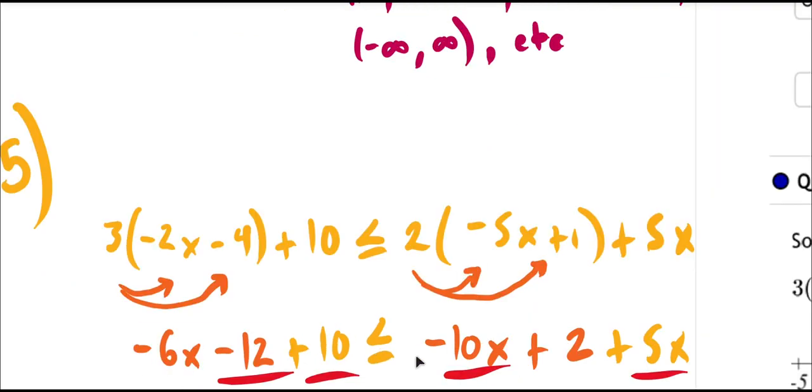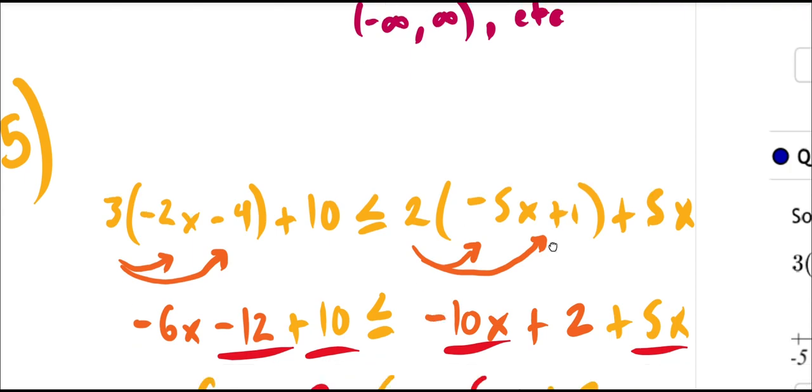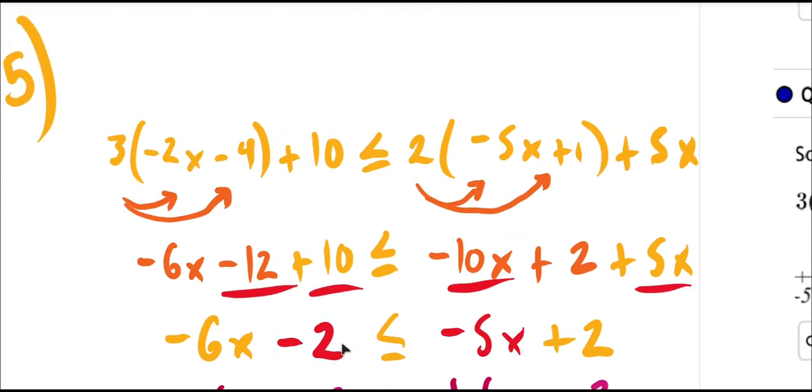This gets us the following terms. Then we want to combine like terms. There's some like numbers on the left-hand side. There's some like x's on the right. Combining those, we get minus 6x minus 2 is less than minus 5x plus 2.